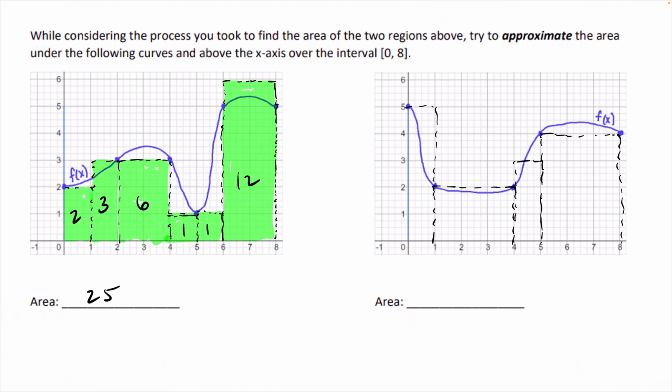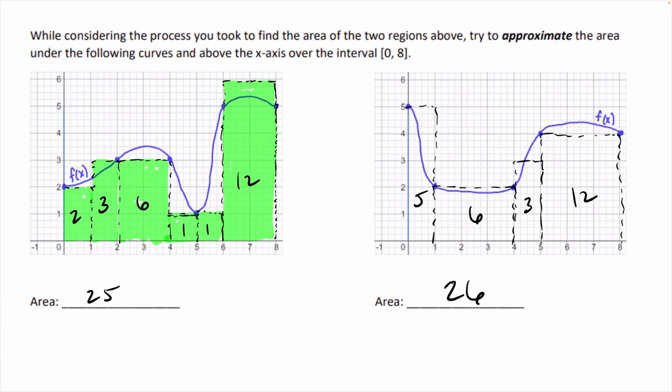Now I think it says it's not. This is what I would go with. 11 plus 3, 14, 26. So for the second one, I came up with 26. That's my approximation.